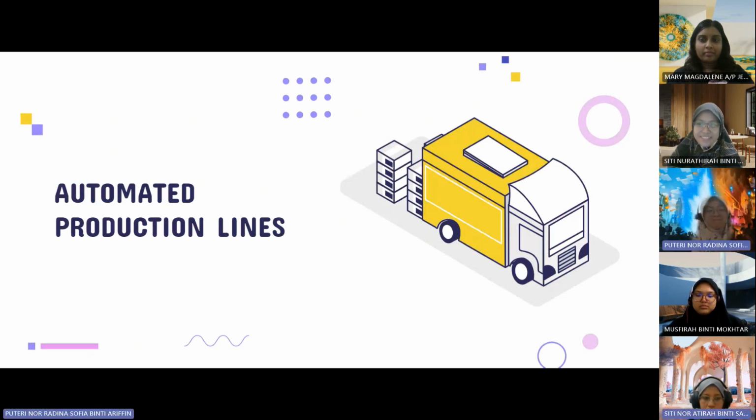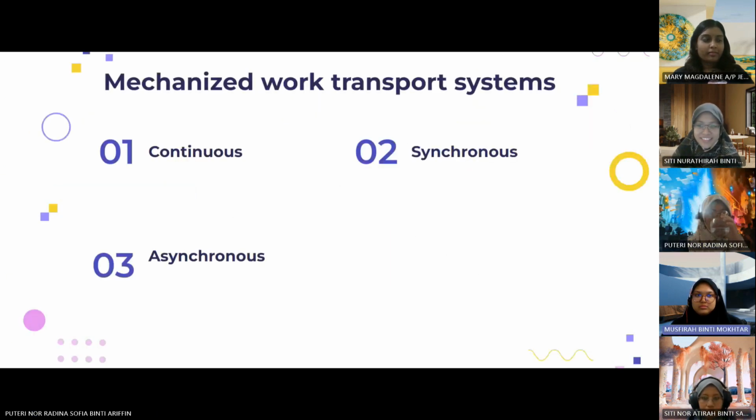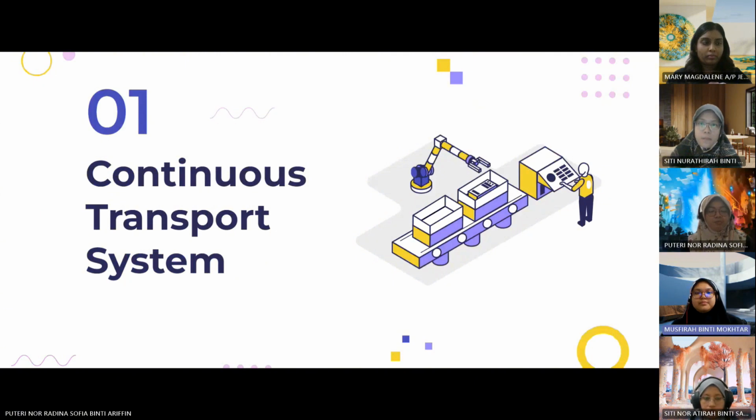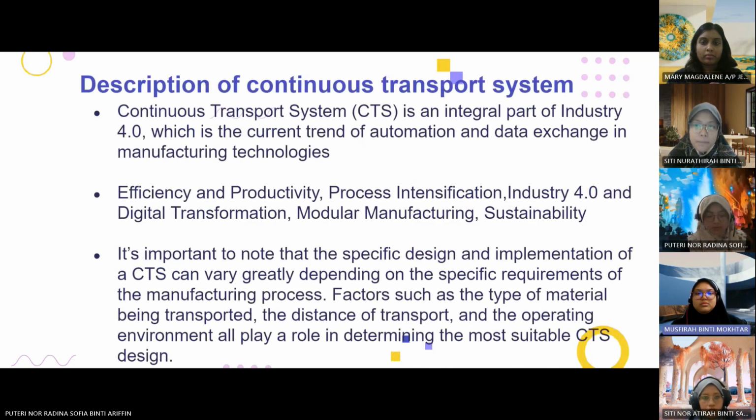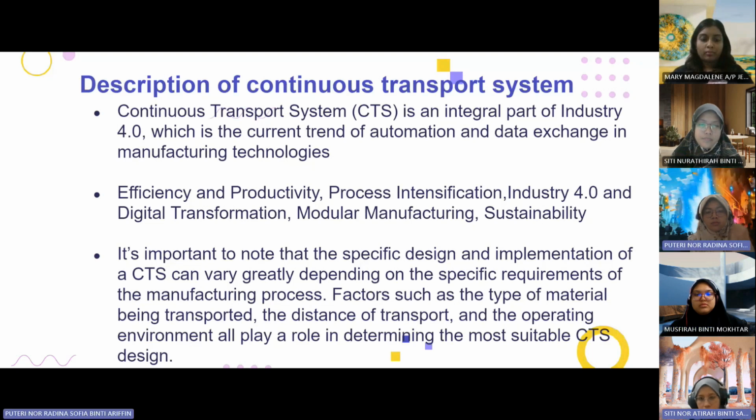For automated production lines, there are three parts: continuous, synchronous, and asynchronous. For continuous transport system, continuous transport system, which is CTS, is an integral part of Industry 4.0, which is current trend of automation and data exchange in manufacturing technologies. Efficiency and productivity, process intensification, Industry 4.0, digital transformation, modular manufacturing, and sustainable is their aspect.